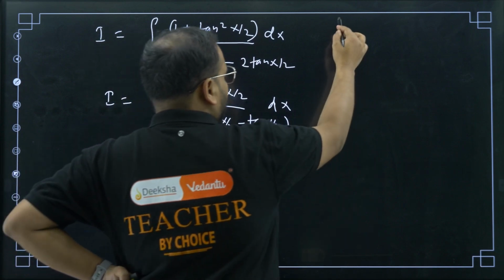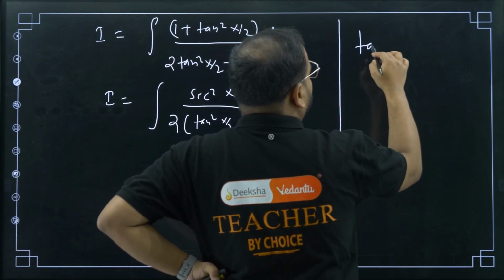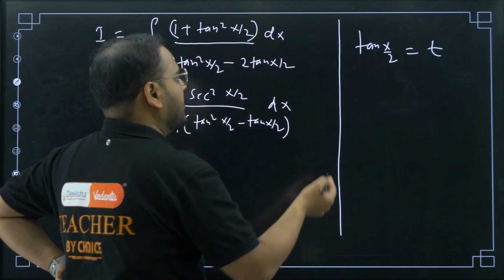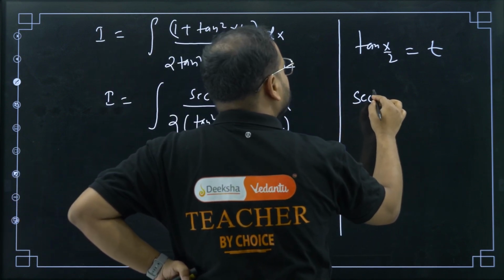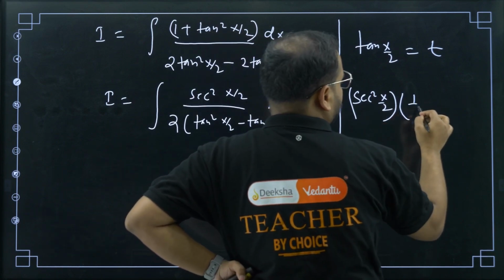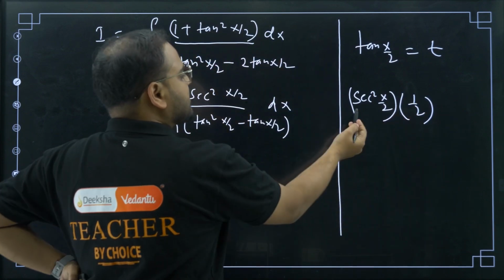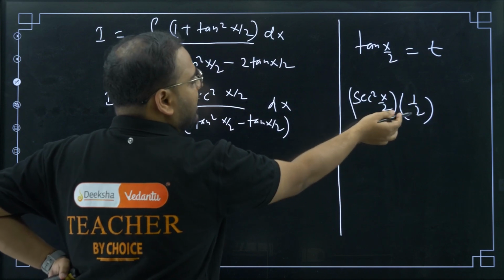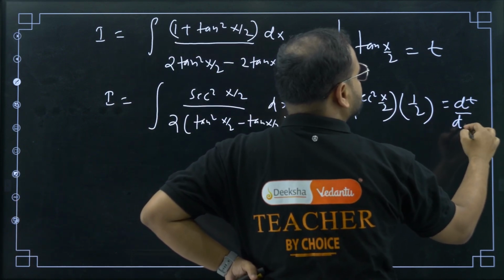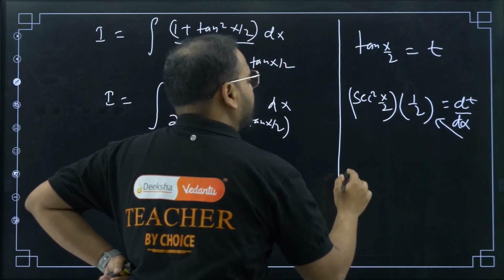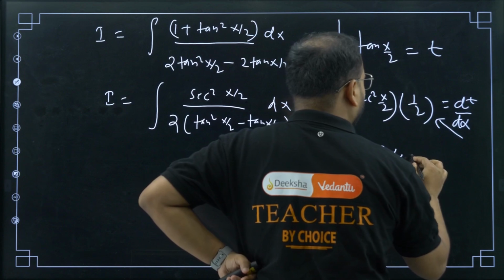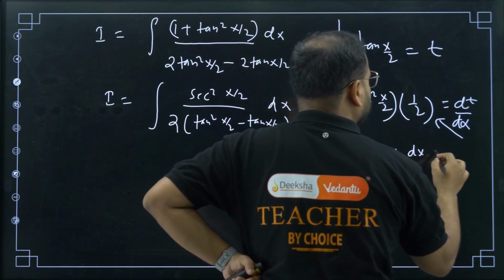Now do one thing, over here take tan x by 2 equals to t, substitution. What's the differentiation of this? Sec square x by 2 multiplied with 1 by 2, because I have to do the chain rule. Sec square x by 2 for the tan, and 1 for x by 2 I'll have 1 by 2. This is going to be dt by dx. Bring this dx over here, what am I going to get? Please check. 1 by 2 sec square x by 2 dx equals to dt.